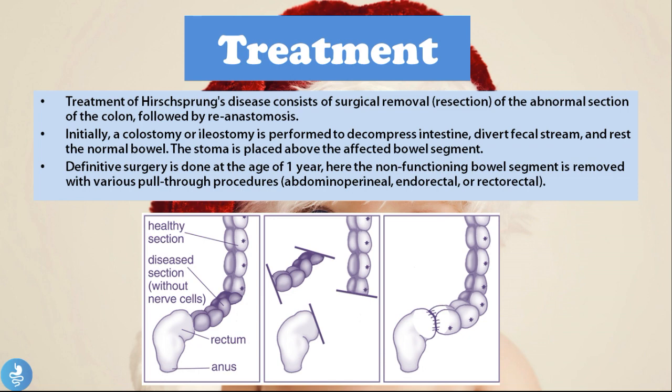We have to have it above the affected segment so that all that fecal matter can drain straight out into the stoma. Definitive surgery is done at an age of 1 year, and here the non-functioning bowel segment is removed with various pull-through procedures, including abdominal perineal, endorectal, or rectorectal pull-throughs. So briefly, just to explain, here we have healthy sections and we have another healthy section here, and in the middle we have this aganglionic segment, or the segment which is affected by Hirschsprung's disease.